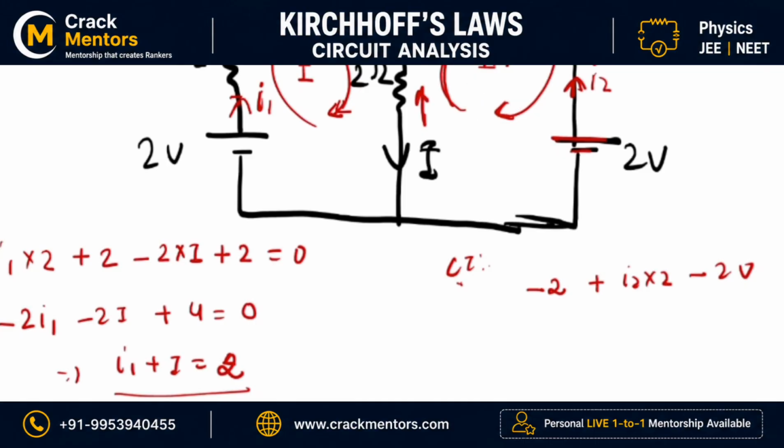So this is my direction, but the current I is going opposite, therefore minus 2 into capital I, this is equal to 0. So when you solve this, you will get 2I2 minus 2I is equal to 4 again. So I2 minus I is equal to 2.